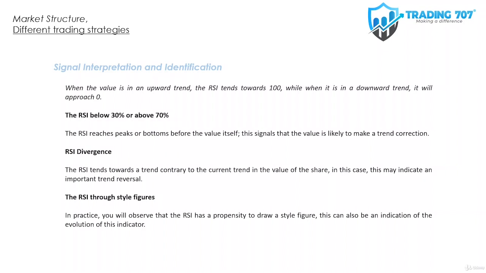RSI divergence. The relative strength index tends toward a trend contrary to the current trend in the value of a share. In this case, this may indicate an important trend reversal. The RSI through style figures. In practice, you will observe that the RSI has a propensity to draw a style figure. This can also be an indication of the evolution of this indicator.